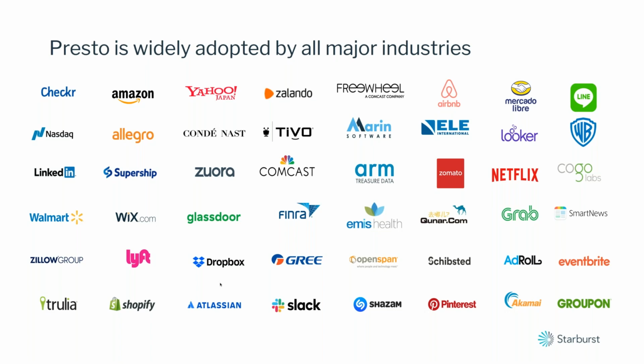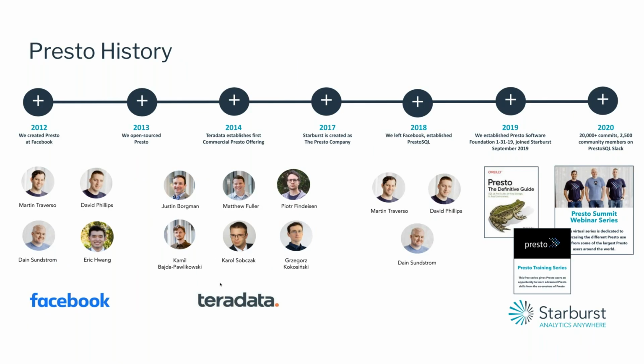So let's talk a bit about the history of the project. We started the project back in 2012. The team was Dain Sundstrom, David Phillips, Eric Hwang, and myself. We were at Facebook when we did that. We created Presto originally with the eventual goal to open source it and build a community around it, which we did in 2013. And then since then, a bunch of companies and people started engaging with the project.